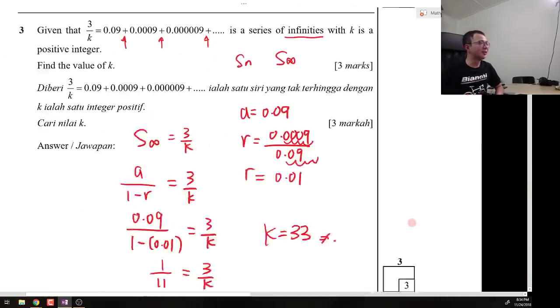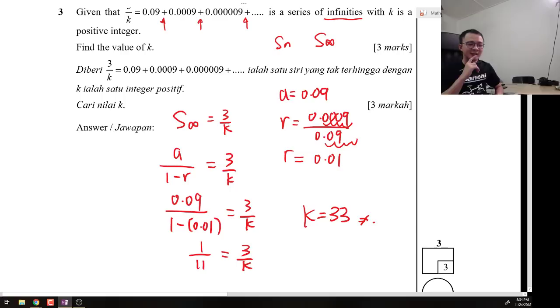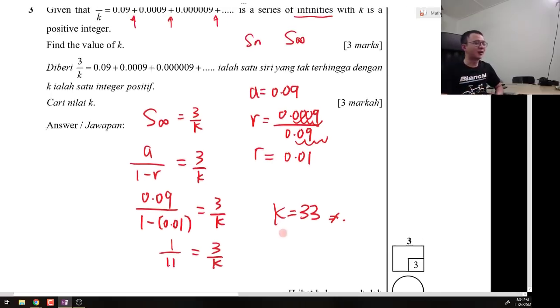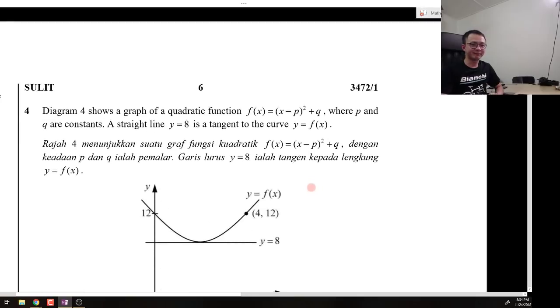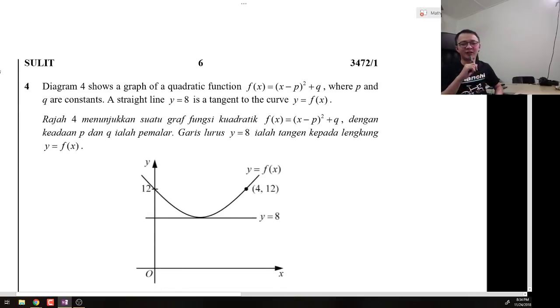Alright, so if you're okay, then I'm going to move on to the next question. Yeah, for recurring decimals, the answer needs to be in fraction. Yes, you're right.